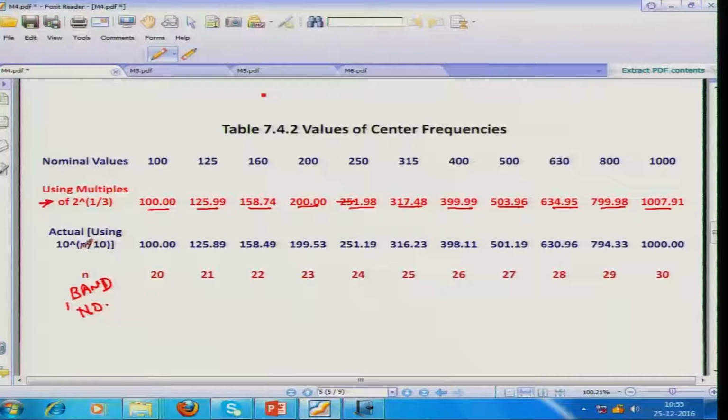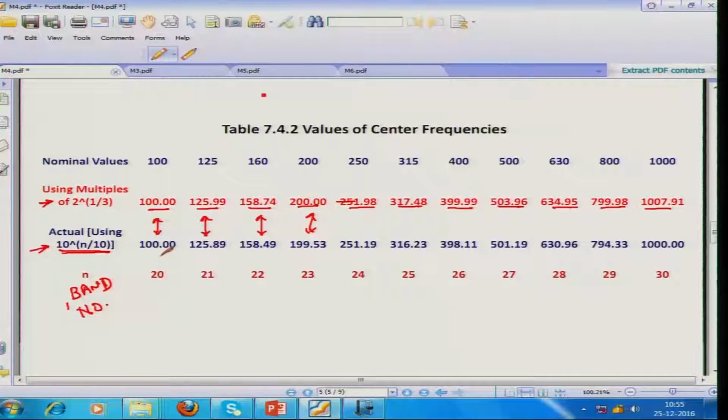For 20, it is 10 to the power of 20 divided by 10, 10 squared, 100. This is 10 to the power of 2.1, this is 10 to the power of 2.2, 10 to the power of 2.3. So, what you see is that these numbers are fairly close. So, you can actually use these, because in engineering a lot of times we are practical, we are not mathematically precise to the 6th place of decimal. So, this is a convenient number.